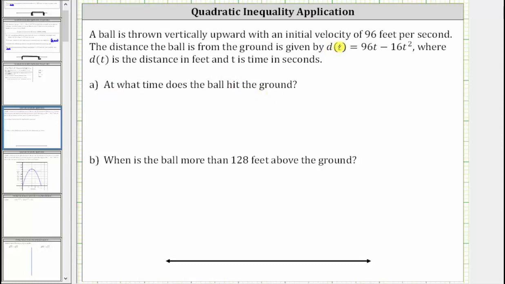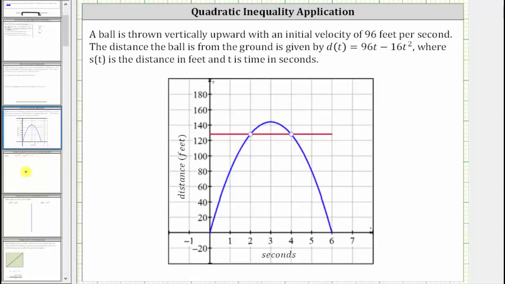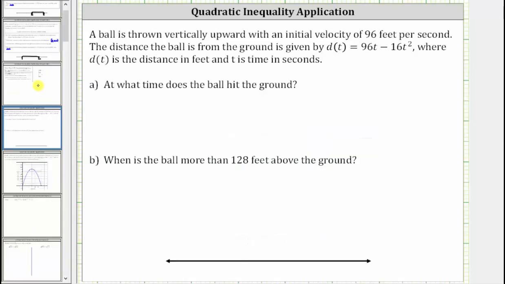Let's first take a look at this graphically. d of t is equal to 0 along the horizontal axis. So notice how d of t is equal to 0 at t equals 0, as well as at t equals 6 seconds. Well, t equals 0 is when the ball is thrown upward, and therefore the ball hits the ground after 6 seconds. To answer this question algebraically, we set d of t equal to 0 and solve for t.